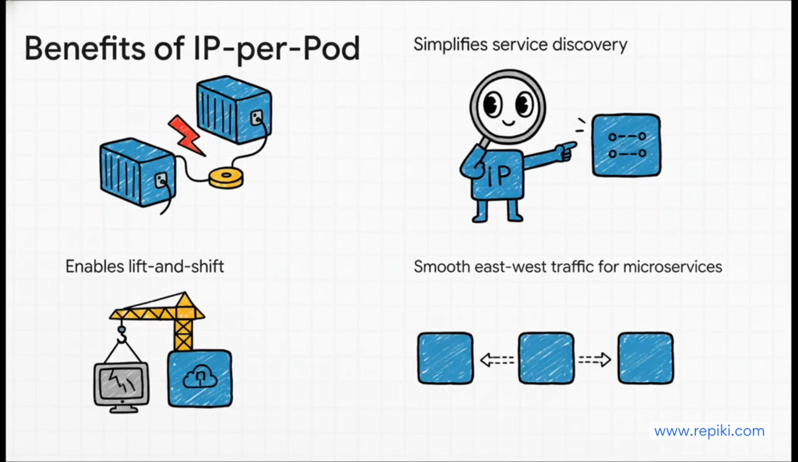And the benefits that come from this are just huge. Port conflicts? Gone. Service discovery? It's now as simple as just looking up an IP address. You can take older legacy applications and just lift and shift them into containers without rewriting all their networking code. And maybe most importantly, it makes communication between all your microservices, that's what we call east-west traffic, so much cleaner.